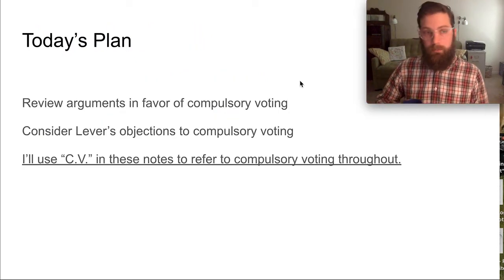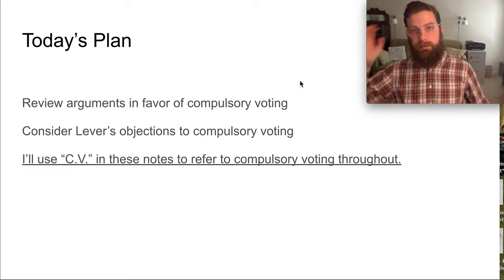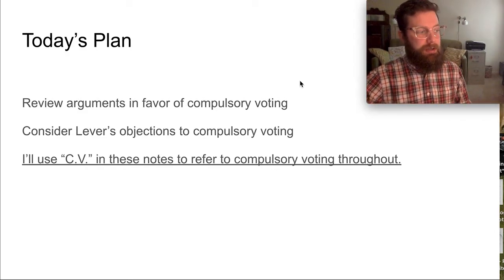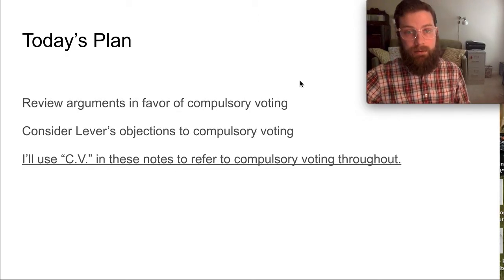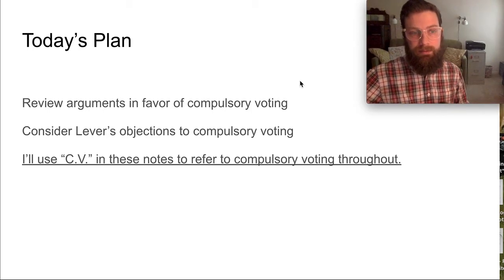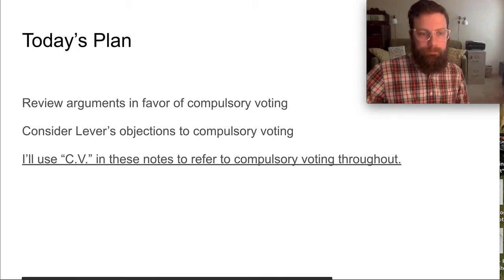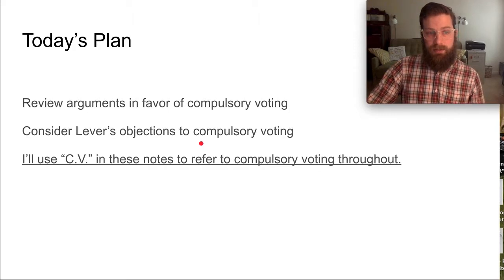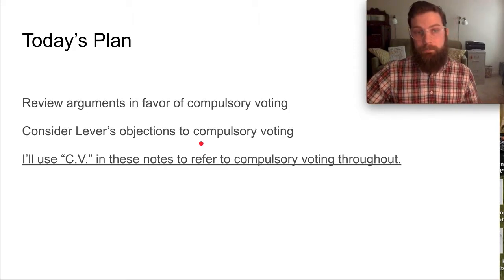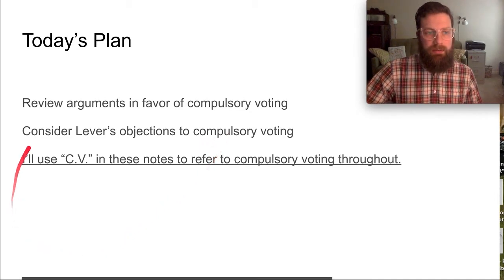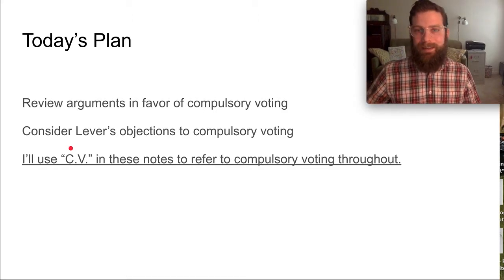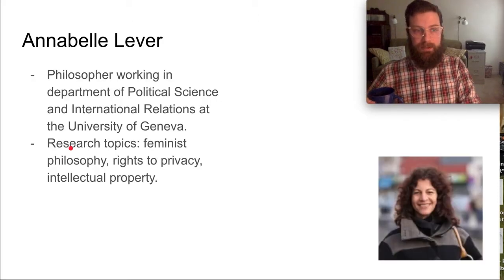So the day's plan, we're going to review some arguments in favor of compulsory voting. One of the things that Lever does really nicely in this paper is, even though she's against compulsory voting, gives a really nice layout of some of the reasons why a person might favor compulsory voting. We're then going to turn to Lever's objections to such a policy, and that'll do it for today. And just so you know, I'll be using CV in these slides to refer to compulsory voting throughout. So let's get to it.